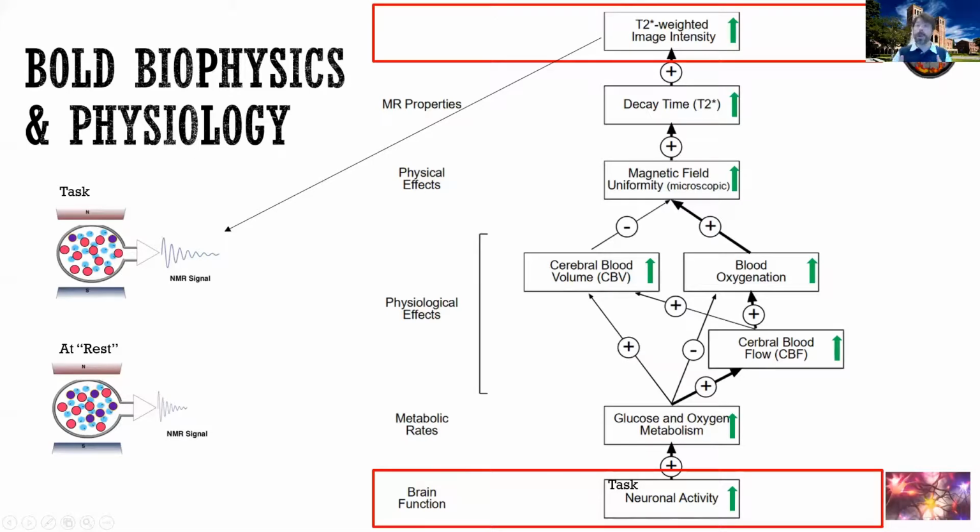Okay, so when we do an fMRI experiment, and we say, oh, look, during my task, the signal was stronger here, and it was not as strong when my participant was doing nothing, then this is the chain that unites seeing a change in the BOLD signal all the way down to neural activity. All right?